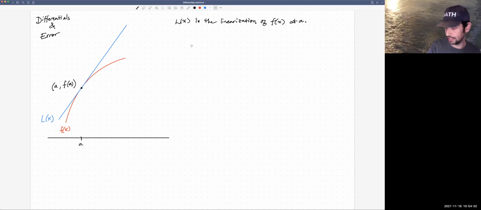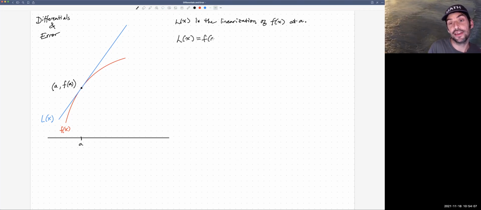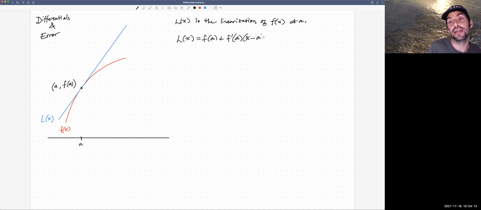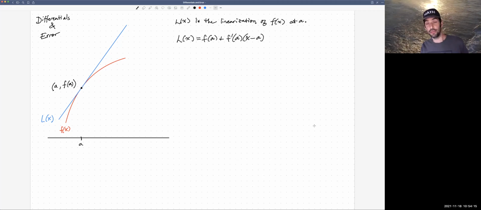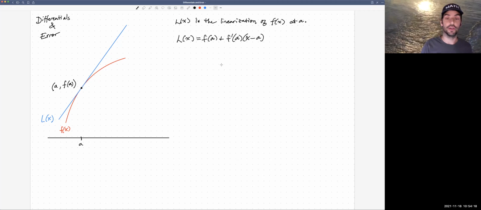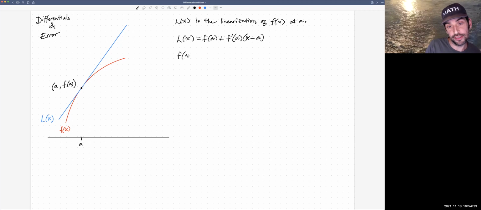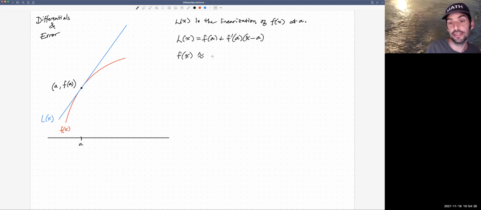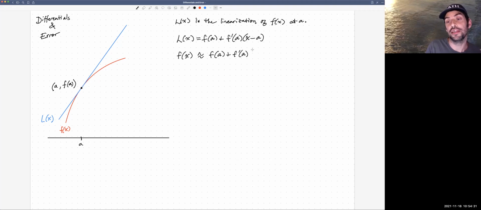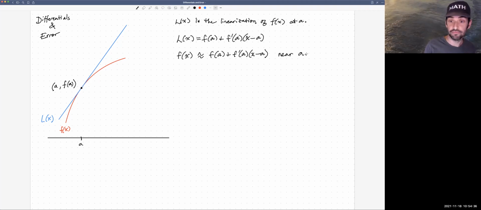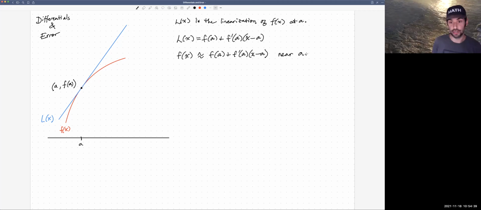We're taking the tangent line and using it as an approximation to f near a, right? So let's write a couple things down. Remember, L of x is f of a plus f prime of a times x minus a. That's our tangent line formula manipulated slightly, or equation, the way we've typically been writing it. And then we have this notion that f of x is approximately L of x, or f of a plus f prime of a times x minus a, near a. That was all from the previous work.